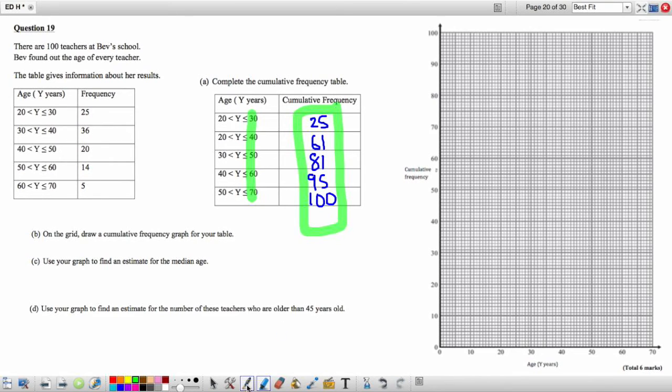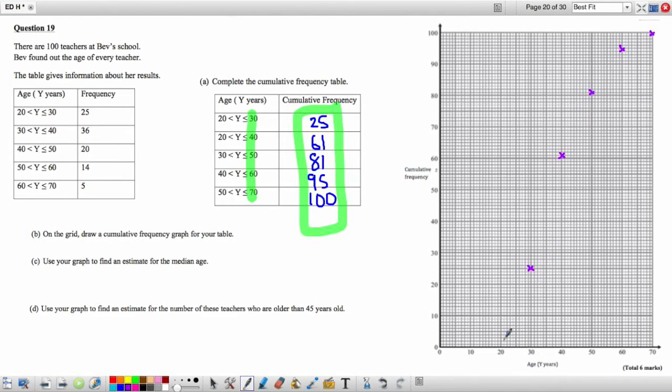To then plot this information on our cumulative frequency diagram, we're going to plot this with our cumulative frequency. So along our x-axis, we will go to 30 and up to 25. We then have 40 and 61, 50 and 81, 60 and 95, and 70 and 100.